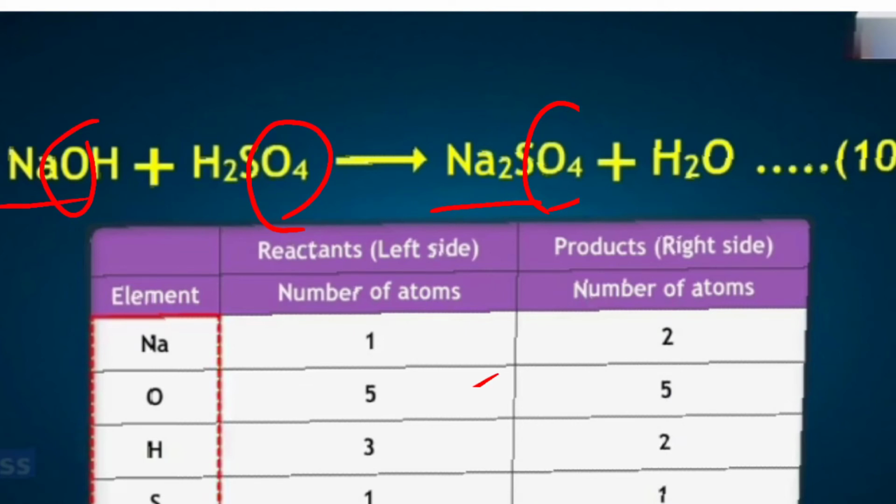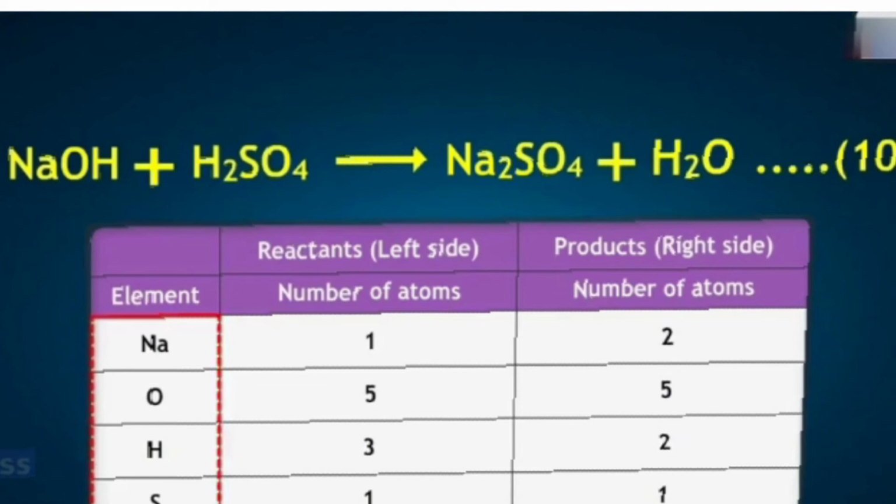Then hydrogen, here 1, and here 2, so total 3, and in the product part only H2. So it is also not balanced. Then come to the sulfur. Here I am having 1, here also I am having 1, so that is balanced. Two things are balanced and two things are not balanced. So we are going to do the balancing also. Such an equation is called an unbalanced equation.